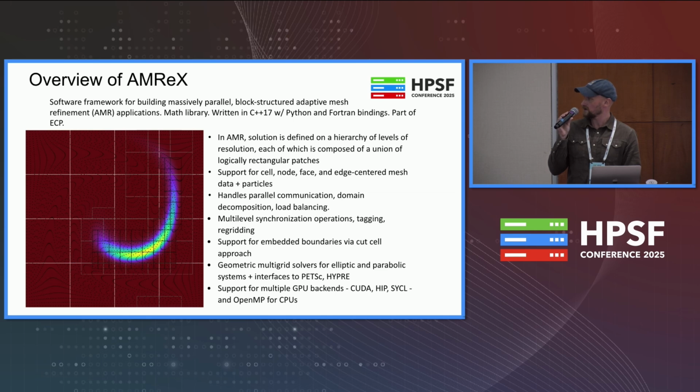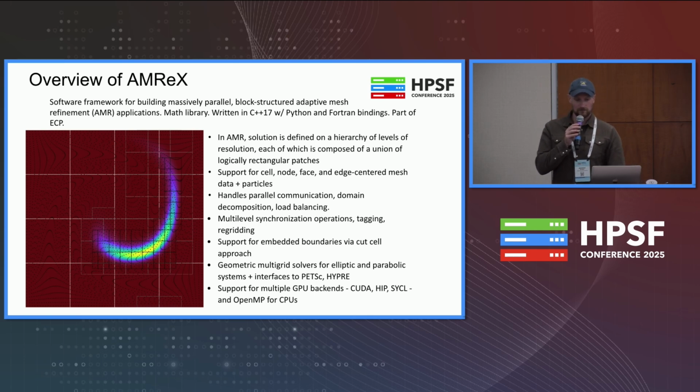AMReX handles things like parallel communication, domain decomposition, and load balancing under the hood. So the boxes in this image can be assigned to different MPI ranks and GPUs, and there are tools for doing that in an even way. There are tools for doing the multi-level synchronization operations you need when you do mesh refinement: tagging cells for refinement, storing data on coarse-fine boundaries, and regridding.